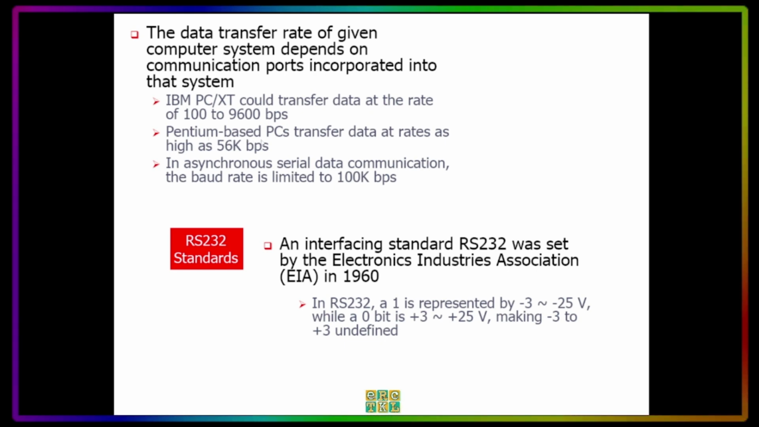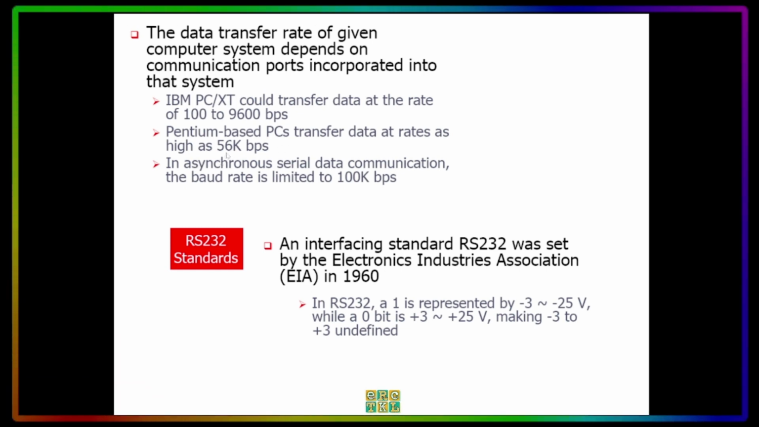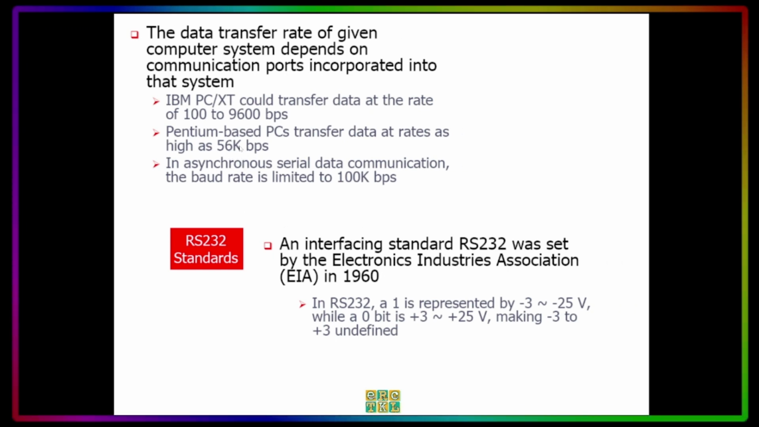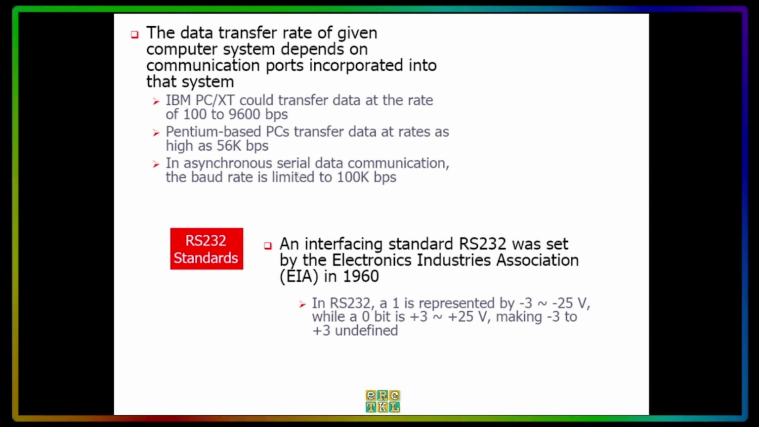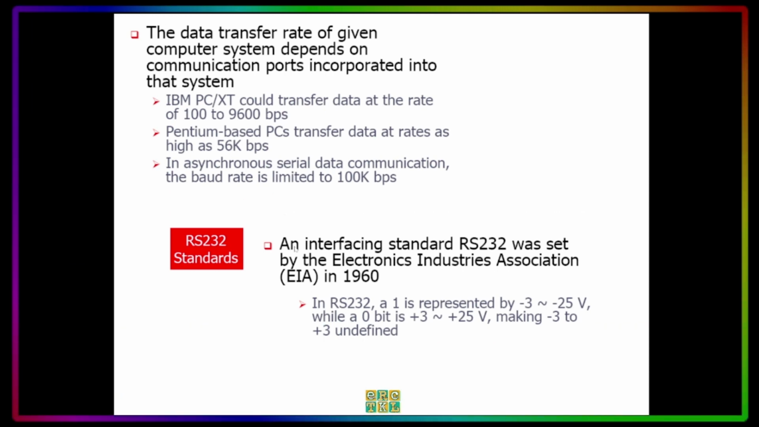For Pentium-based personal computers, we can transfer data at a rate of as high as 56K BPS. Take note that K here is not 1,000, it means 1,024. So 56 multiplied by 1,024, although we can say it's approximately 1,000. So 56 kilobits per second for Pentium. And then in asynchronous serial data communication, the baud rate is limited only to a maximum of 100 kilobits per second. Now, moving on with some standards like the RS232 standard.